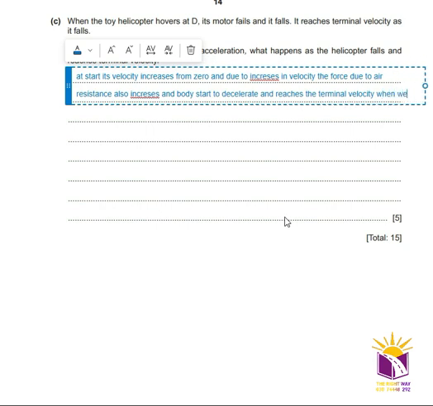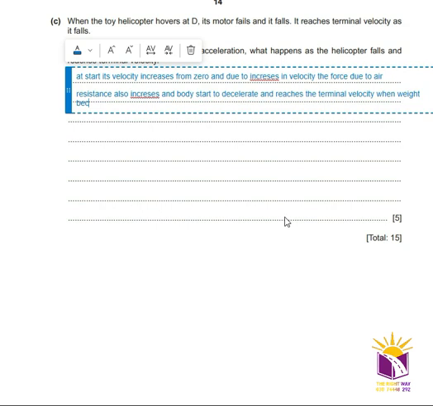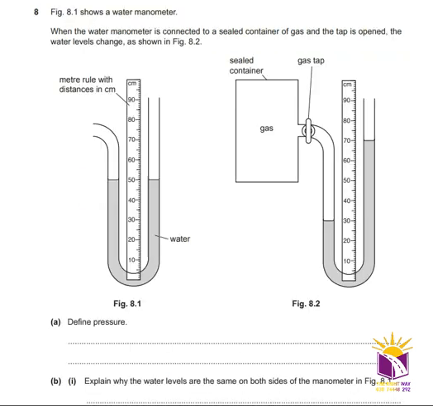when weight becomes equal to air resistance acting on the body, and acceleration becomes zero at that point.